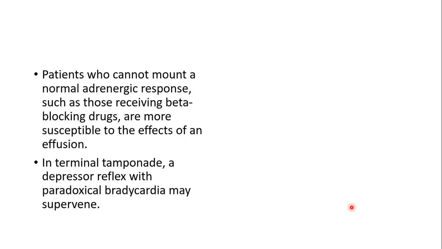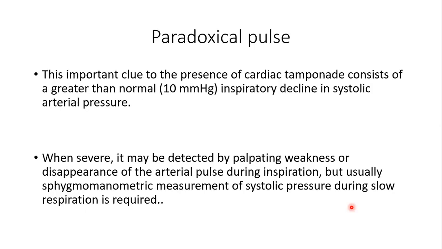So a patient who cannot mount a normal adrenergic response, such as a patient taking beta blockers, is more susceptible to the effects of effusion. And in terminal tamponade, the pressor reflex with a paradoxical bradycardia may actually supervene. Okay, so I think I've talked about pulsus paradoxus.